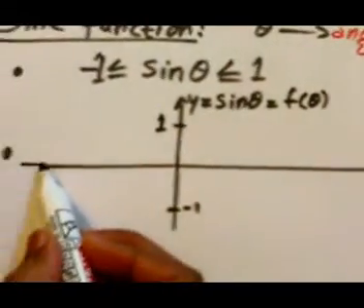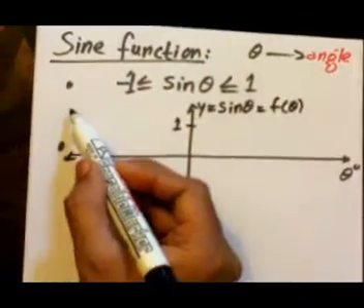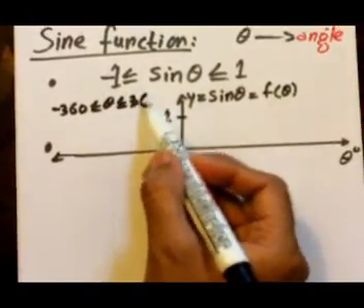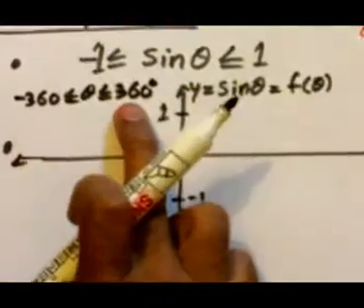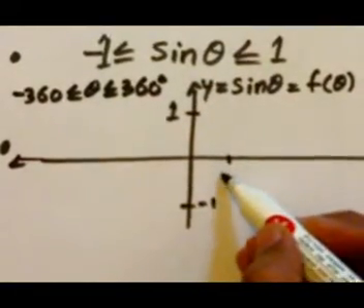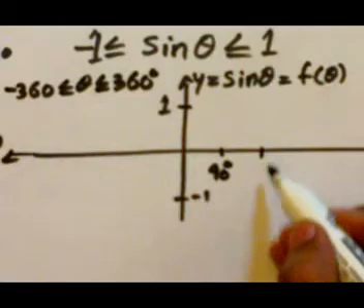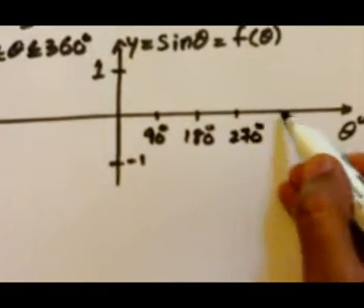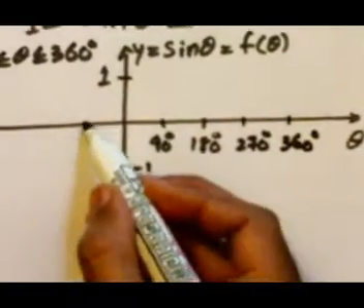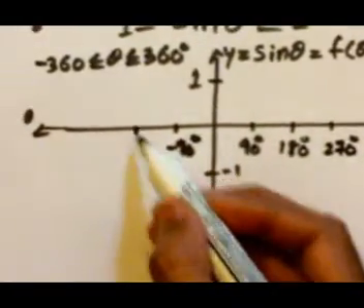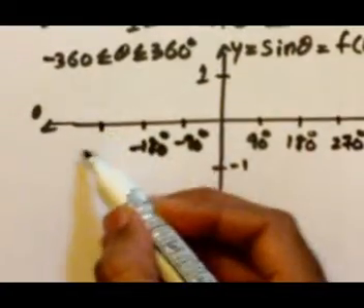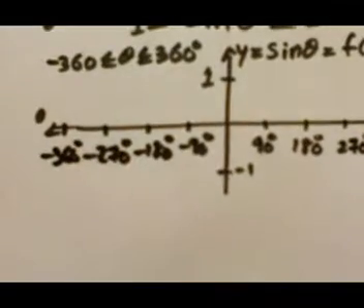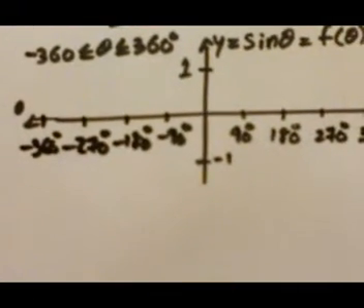First we'll make the axis, and I'll make my domain from -360 to 360. So I have just restricted theta. It can go all the way, but I just want to draw it from here. 90 degrees, 180, then we have 270, and then 360. Same goes for the negative axis: -90, -180, -270, and -360.